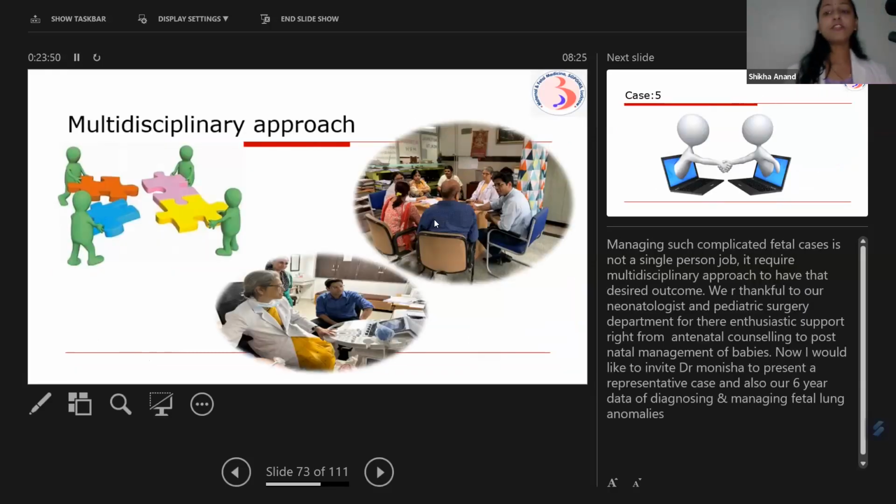Managing such complicated fetal cases is not a single person's job. It requires a multidisciplinary approach. So we are thankful to our neonatologist and pediatric surgery department for their enthusiastic support right from antenatal counseling to postnatal management of the babies.